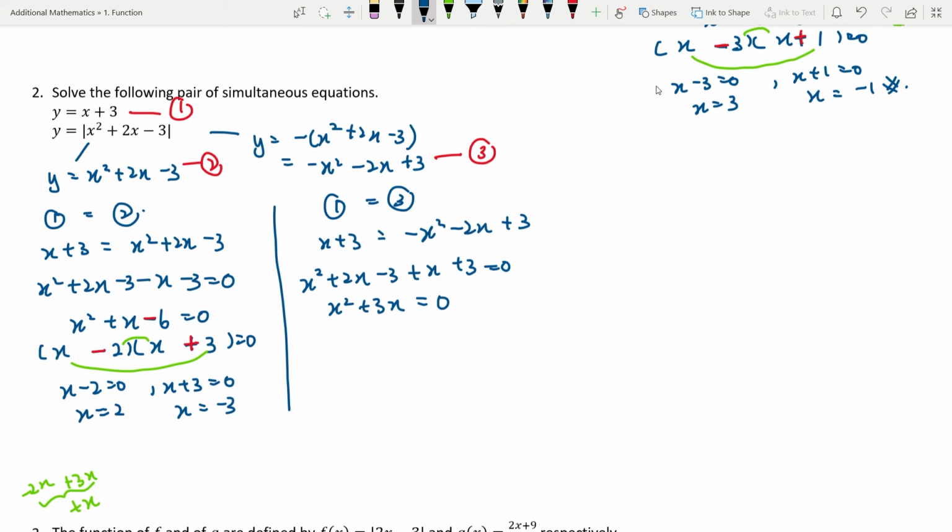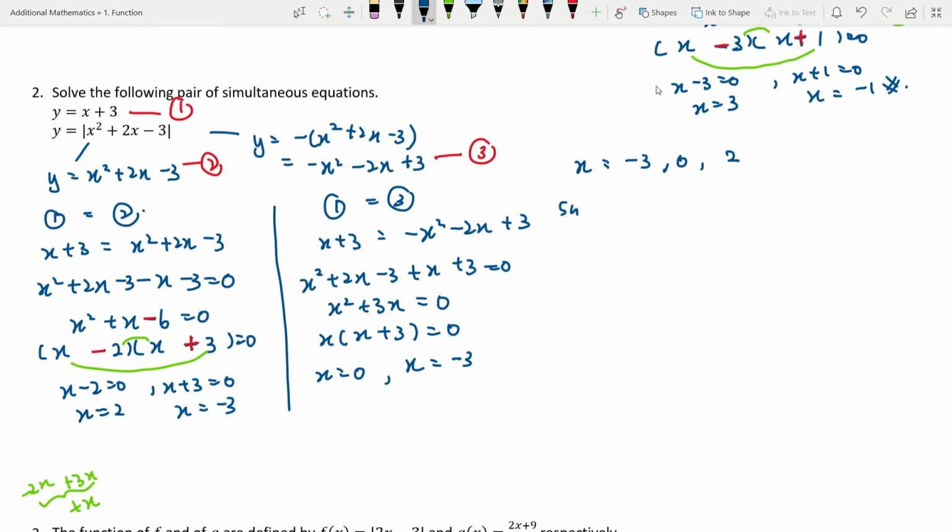Factorize it, we can take out the common terms, which is the x. We left with x plus 3 in the bracket. So we have x equal to 0, x equal to negative 3. Combining both set of answer, we have x is equal to negative 3, 0, and 2. And don't forget to find the y value.